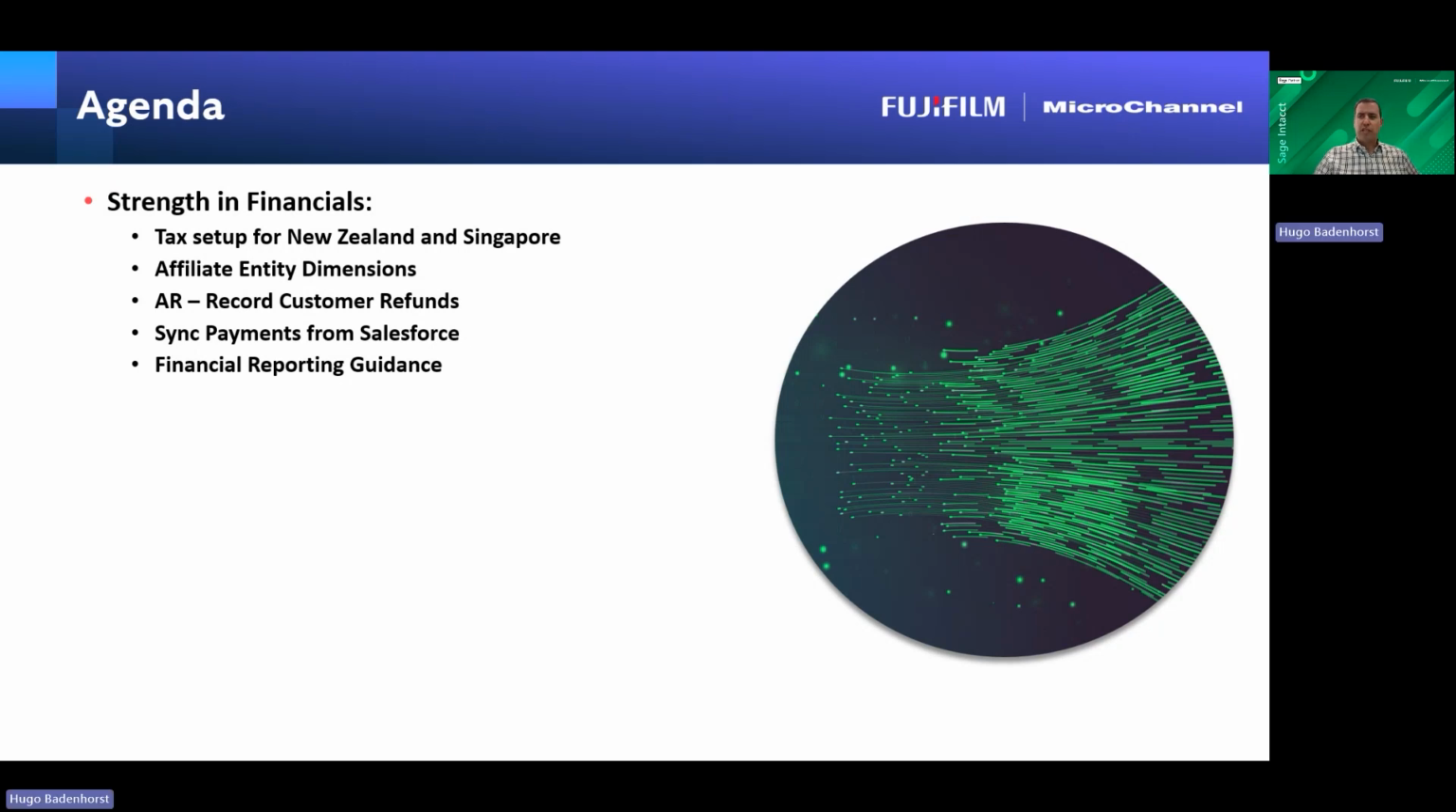After that, we'll talk about our affiliate entity dimensions. Again, one of the early adopters that got promoted into general availability. We've also got our option to record customer refunds that came in. That is at this stage still under the early adopter, so we'll have a quick chat about that and what the options are. But we do expect that to come real soon. And then some of the integration options.